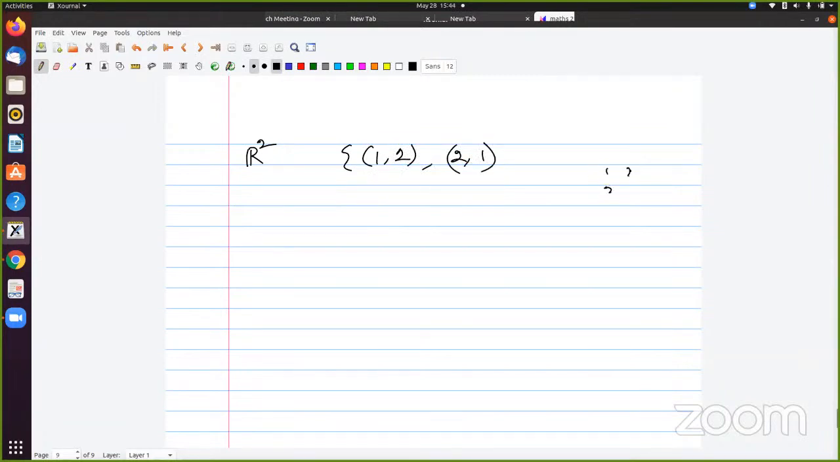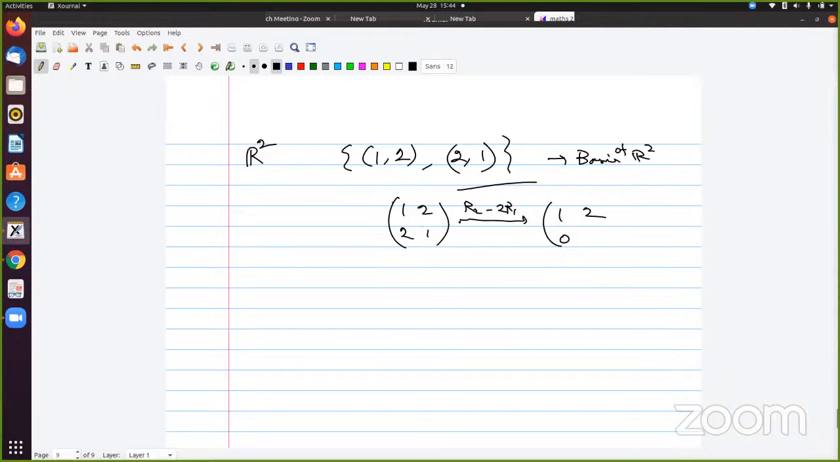Very easily it can be reduced to the standard form 1, 1, 0, and 0, 1. How can we reduce this to standard form? This is a basis in R2. Yes, you can arrange them as row vectors and then take R2 minus 2R1. R2 minus 2R1. R2 changes, R1 remains the same.